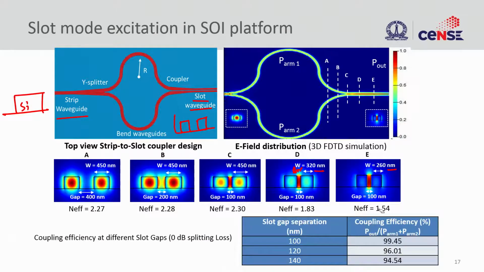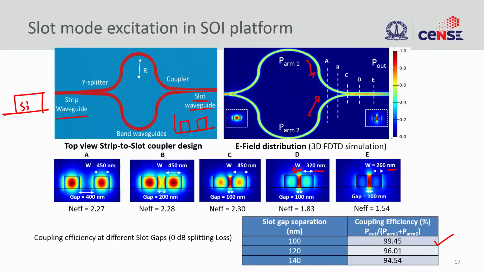right. So, when you have two splits, and then when you are combining those, you can excite this mode with near unity coupling efficiency. So, nearly 99% of the light could be coupled, right, when you have this gap of 100 nanometers, right. So, this is a very, very efficient way of coupling light into a slot mode.